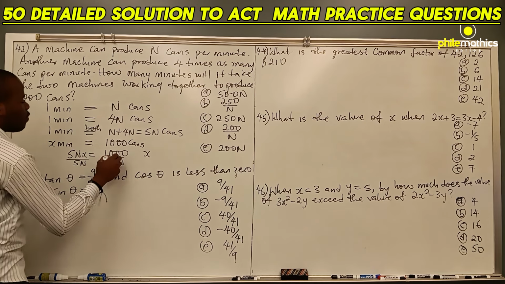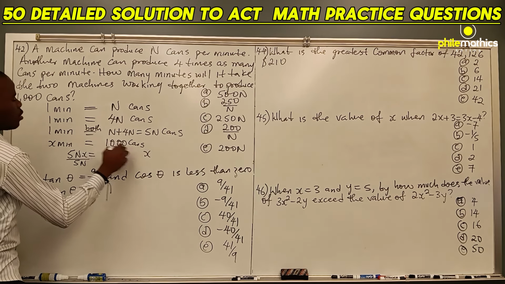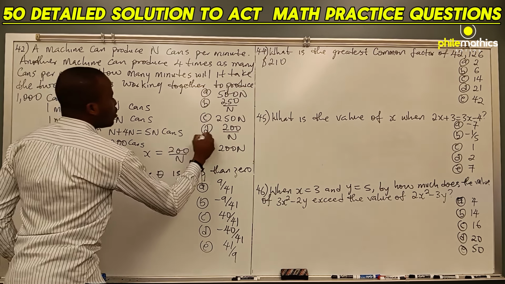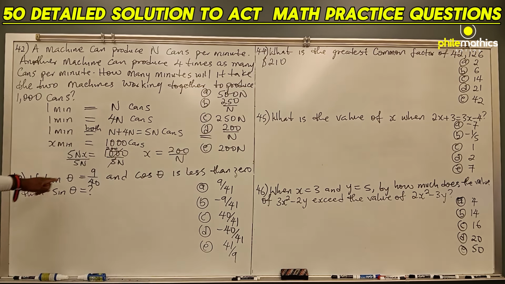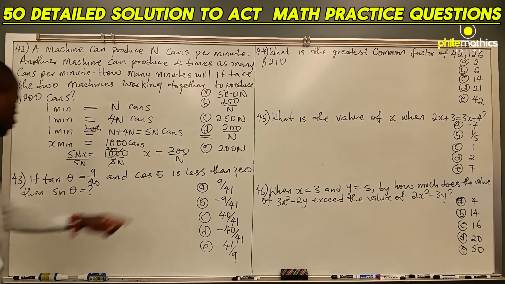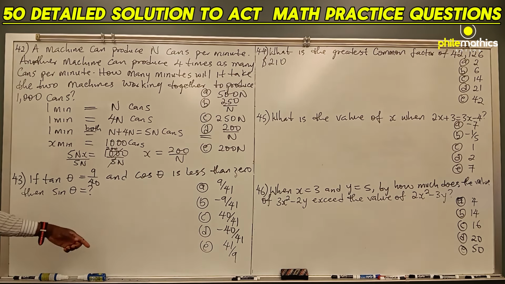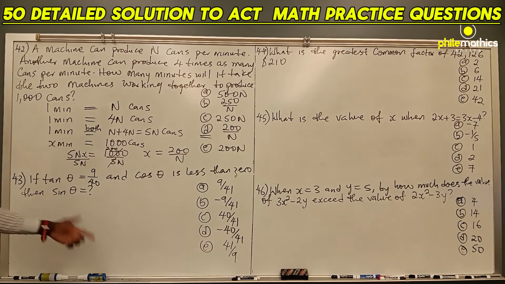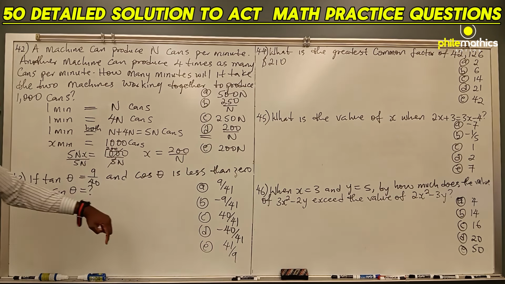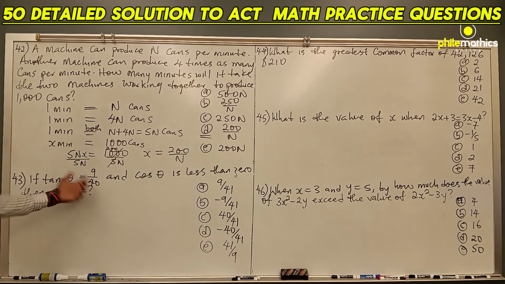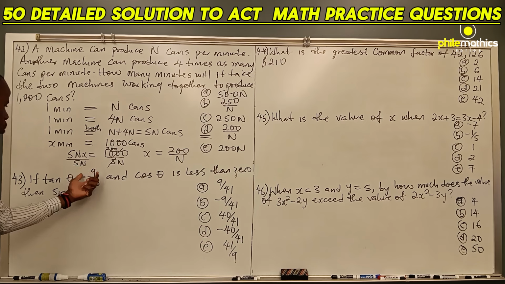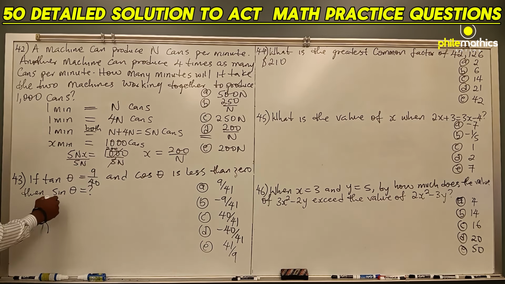We'll have x. 5 can go here, 200. S to be 200 over n, which is d. If tan theta is 9 over 40 and cos theta is less than 0, then sin theta... Of course, if tan is this and cos theta is less than 0, then sin theta has to be less than 0 because sin over cos is tan. And so if this is less than 0 and this is less than 0, that is when this will be positive.